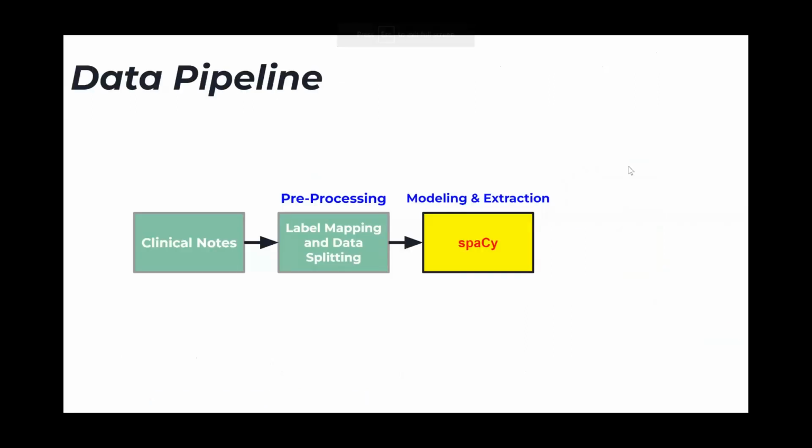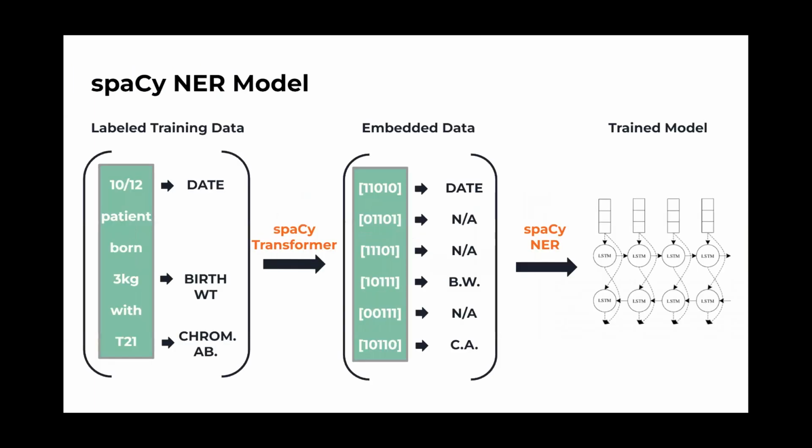Once pre-processing is complete, the next step of our data science pipeline is modeling or extracting the named entities. And to do this, we use a Python library known as spaCy, which is a state-of-the-art NLP framework. Our spaCy model takes in labeled training data, as shown on the left, and uses a transformer to create word embedding vectors. Then, the NER step learns the weights of a neural network, which uses LSTM, long short-term memory cells, in order to preserve meaning across sentences and paragraphs.